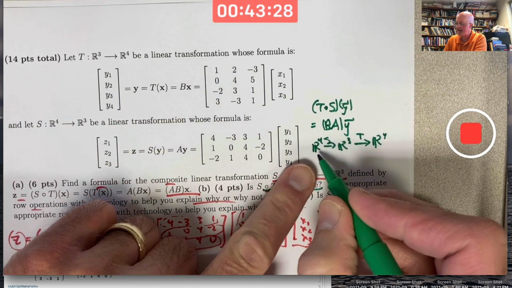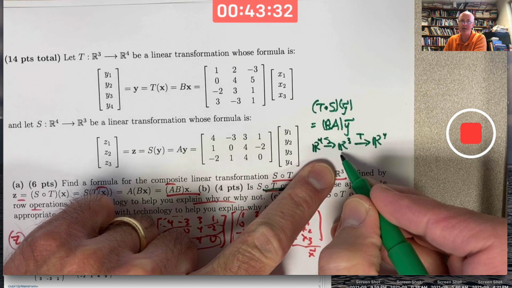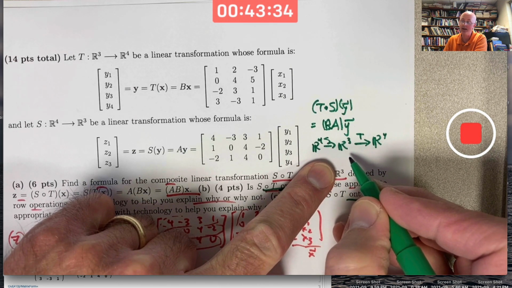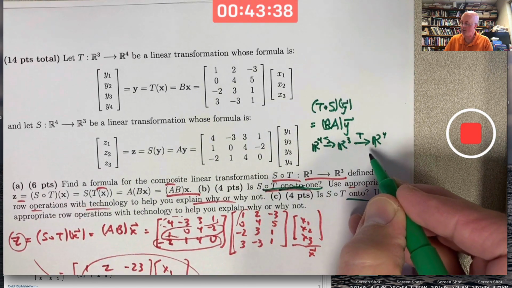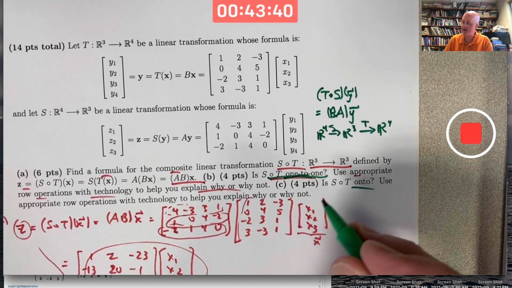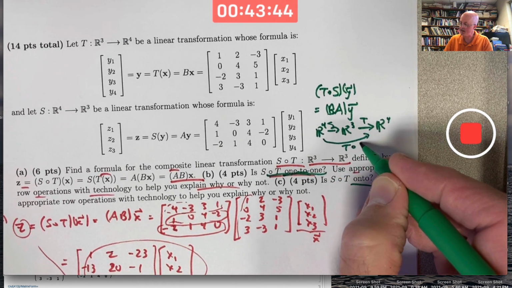Because of this, S compresses the dimension from a higher dimensional space to a lower dimensional space. S can't possibly be 1 to 1. And that is enough to say the composition can't be 1 to 1 as well. I'd encourage you to think about that. And that also means the composition is not onto, T compose S in that case.